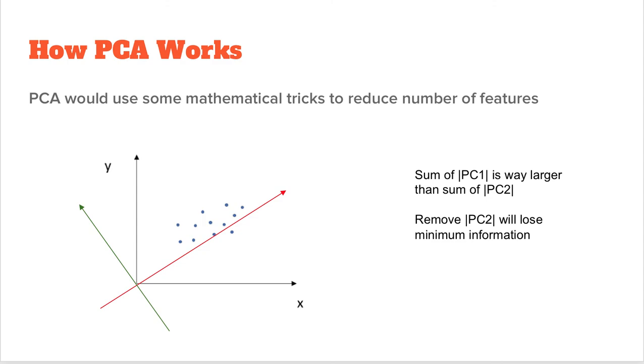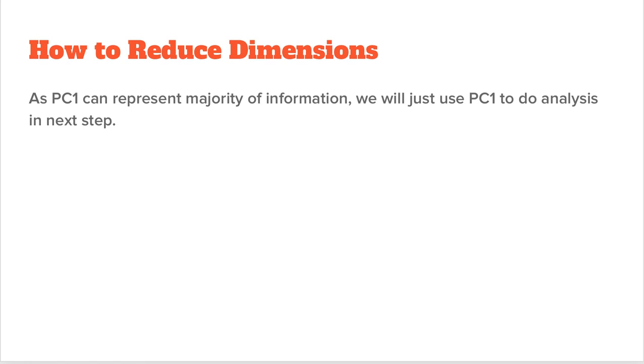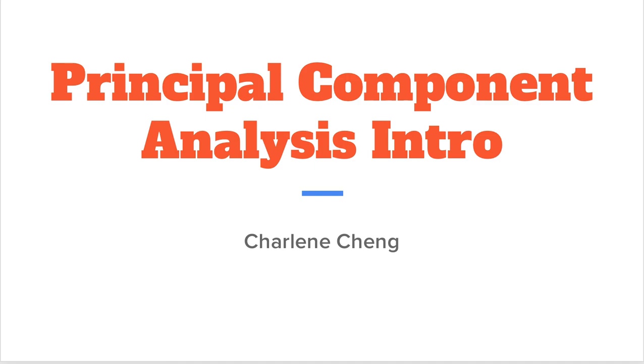When the sum of PC1 is way larger than the sum of PC2, then we can remove PC2. PC2 removal will result in minimum information loss. As PC1 can represent the majority of the information, we will just use PC1 to do the analysis in the next step. So this is generally how PCA works and how to use the mathematical idea to solve PCA in general.